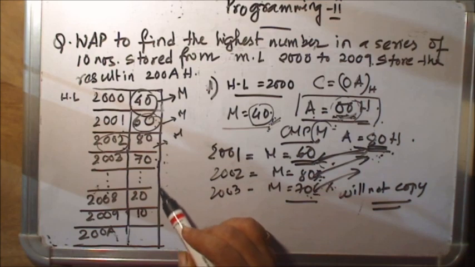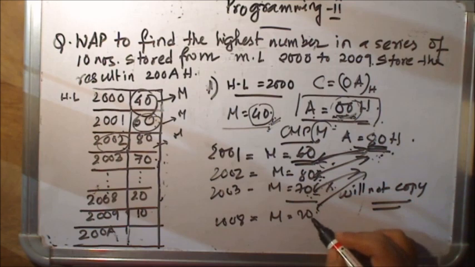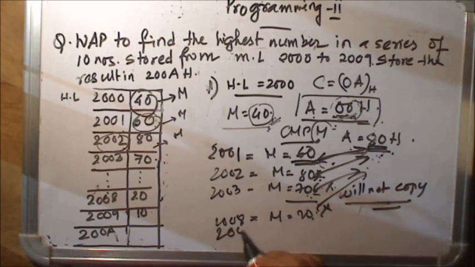Now this will go on and it will come to 2008. Suppose it has come to 2008. Now 20 will be compared with 80. Is 20 greater than 80? No. So we will not copy. Then again we will come to the next memory location, 2009.